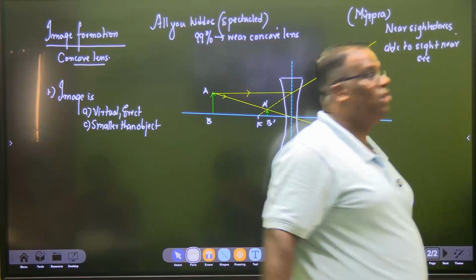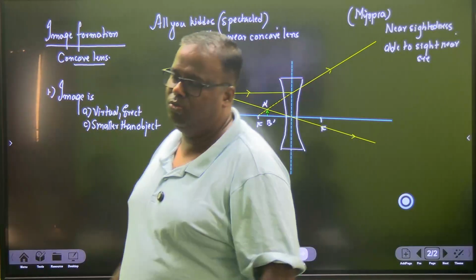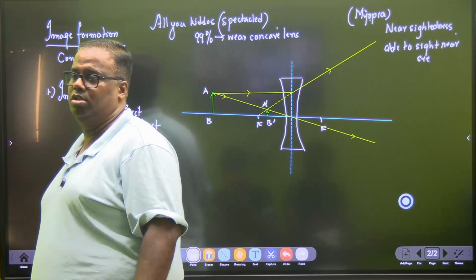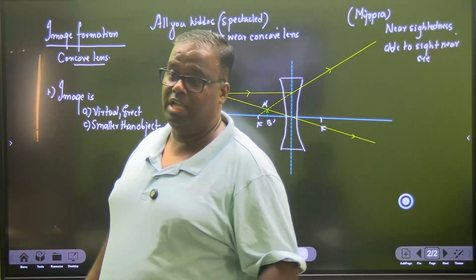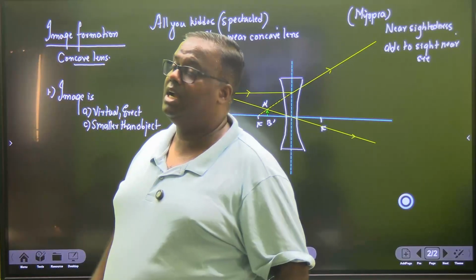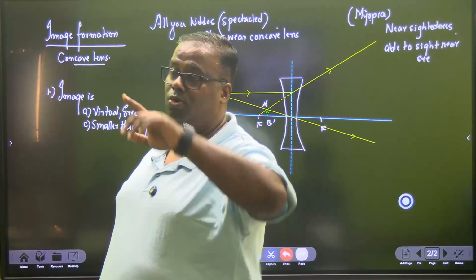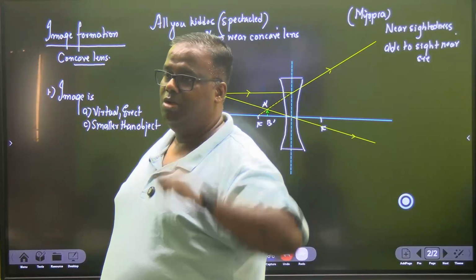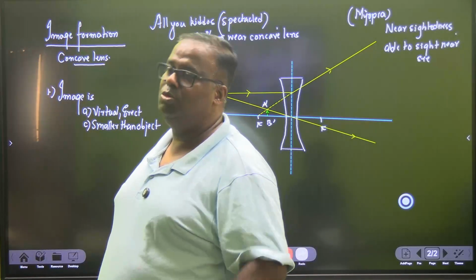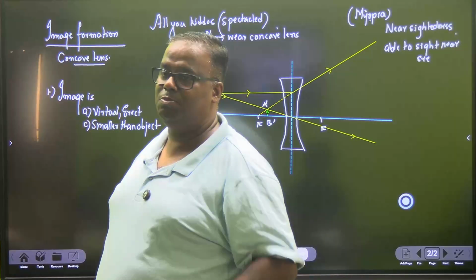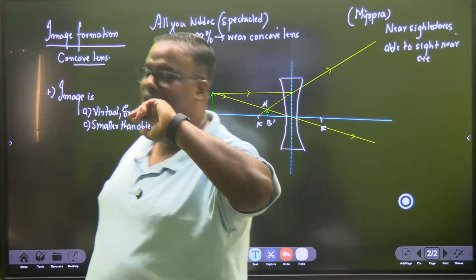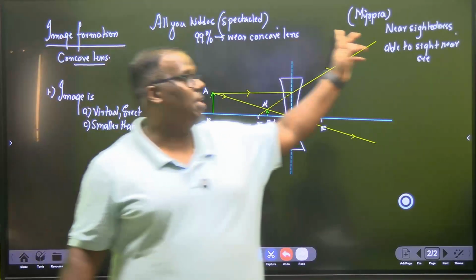Children, the problem you have at this age is that you can read a mobile phone, but you cannot read the blackboard. My problem is different. I can read the blackboard, but I can't read the mobile. You cannot read the ORR signboards properly, but you can read the speedometer properly. When I open my specs, I can read the signboard properly. I cannot read. So this is called myopia.